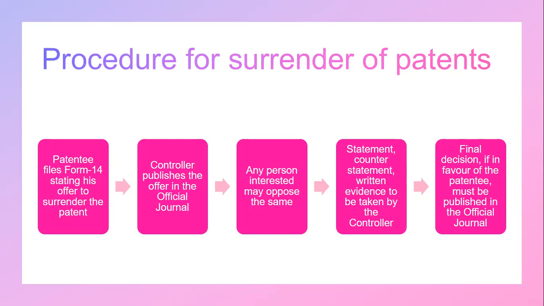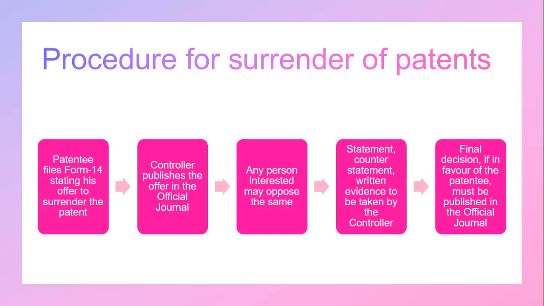If the final decision is in favor of the patentee, then the fact will be published in the official journal, because you are altering the status quo. So always remember this: if you are altering the status quo, for example, a patent is existing and you are taking it off the register, or a patent is not existing, it has lapsed, and you are bringing it on the register, you have to give a notice in the official journal. So whenever you are altering a status quo, always the fact will be published in the official journal.